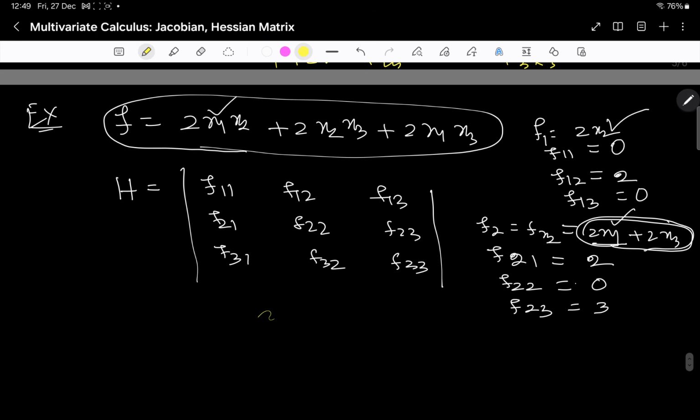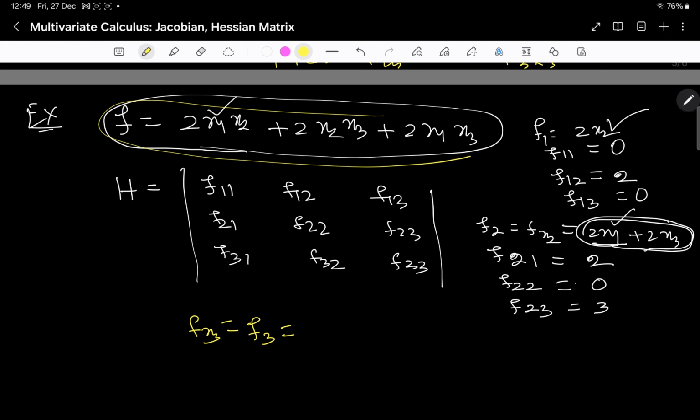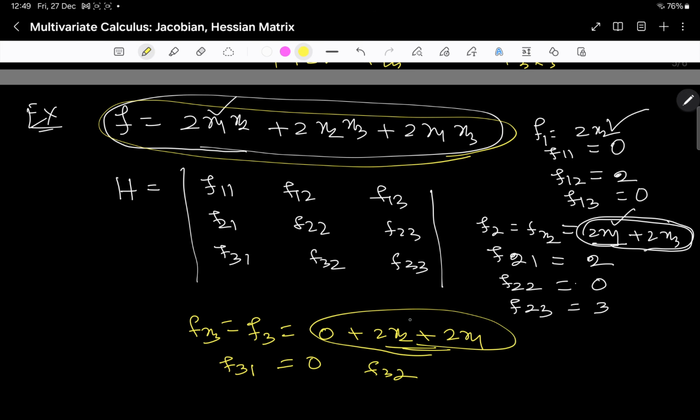Similarly, what is f3? f3 means the derivative with respect to x3, which gives 2x2 plus 2x1. Now what is f31? Differentiating with respect to x1 gives 0. What is f32? Differentiating again with respect to x2 gives 2. And what is f33? Differentiating with respect to x3 gives 0.